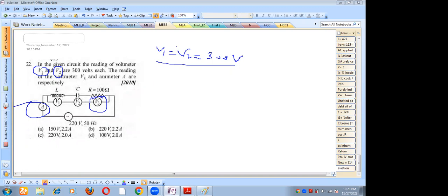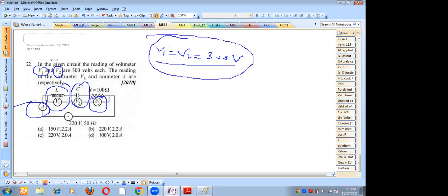See, in the class of resonance, we have also discussed this. According to the question, what is V1? V1 is the voltage across the inductor, right? Yes, sir. And V2 is the voltage across the capacitor. In the question, it is given that V1 equals V2. And we know that it is a series circuit, so we can write V1 is equal to I into XL and V2 is equal to I into XC. What does it mean? XL equal to XC, right?